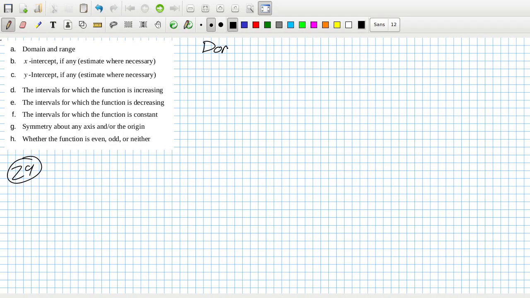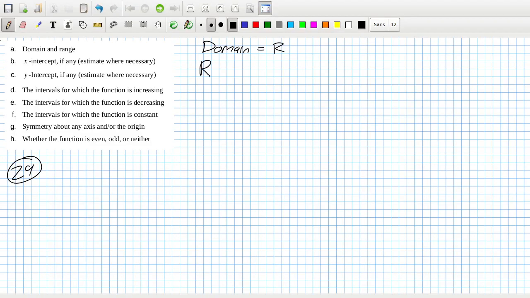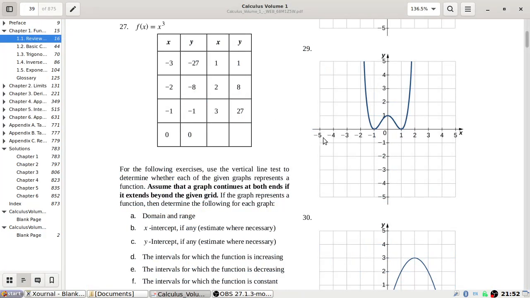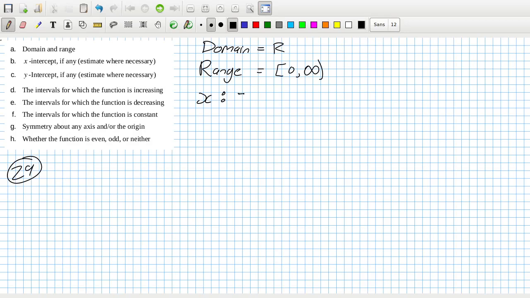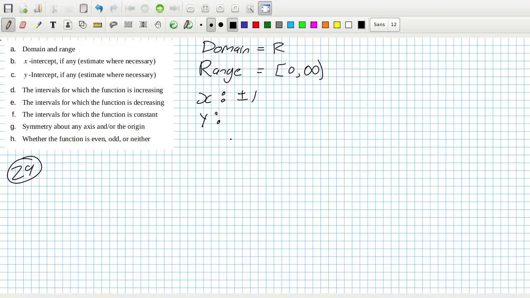Domain looks like it's all real numbers, assuming this extends outwards. Range is all the positive numbers, including 0. The x-intercept, plus or minus 1. The y-intercept, just 1.